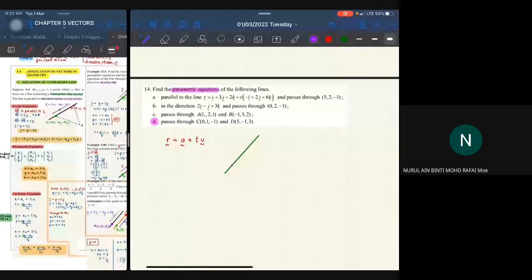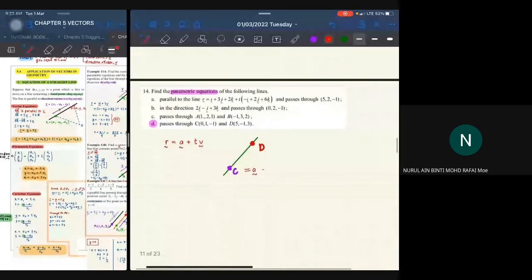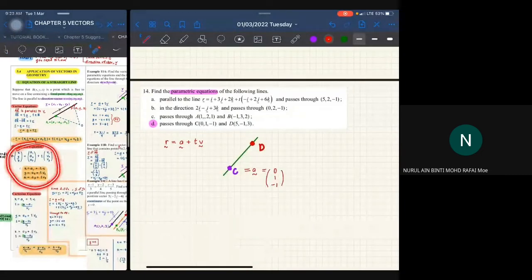Okay, and then I have 2 points. This is point C, let's say. And then another point I have, this is D. Okay, so saya akan jadikan this one as my fixed point, fixed point A. Fixed point saya A ni dalam bentuk column matrix, it is 0, 1, -1. So kenapa saya jadikan dia dalam bentuk column matrix? Because parametric equations dia adalah dalam bentuk column matrix. This one, it's in column matrix form. Okay, so that is for my fixed point A.